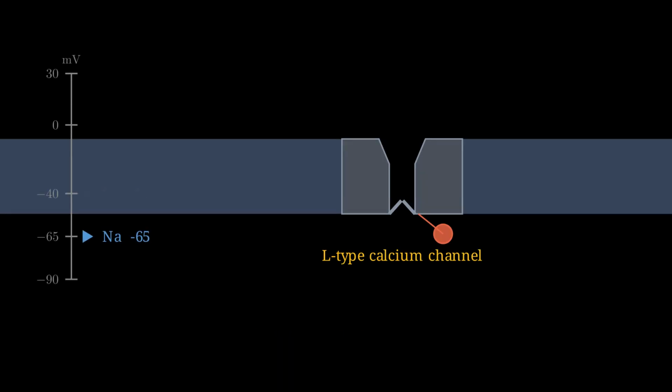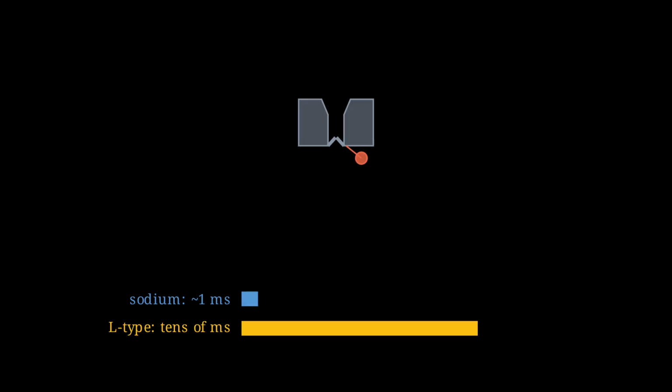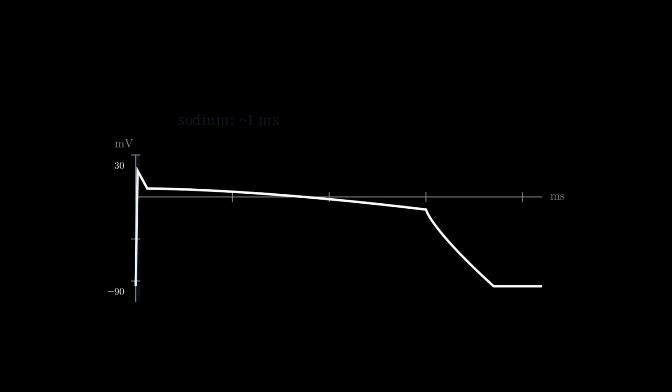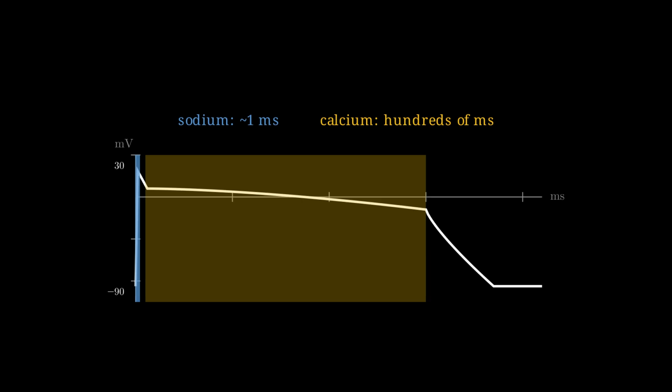It activates at around -40 millivolts, so it opens later than the sodium channel. And it activates slowly. Where the sodium channel is finished in about a millisecond, this one takes tens of milliseconds before it inactivates. It is still carrying calcium hundreds of milliseconds into the beat, long after every sodium channel has inactivated. And that's great, because that's what makes the plateau possible. But how is it that it can work so slowly?